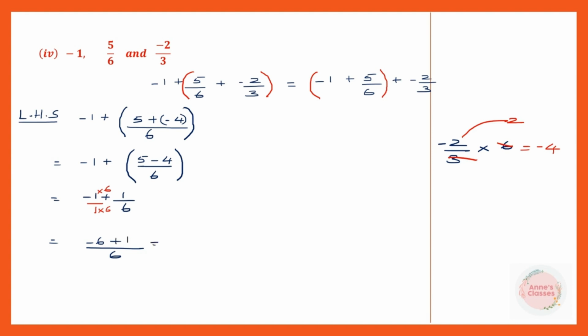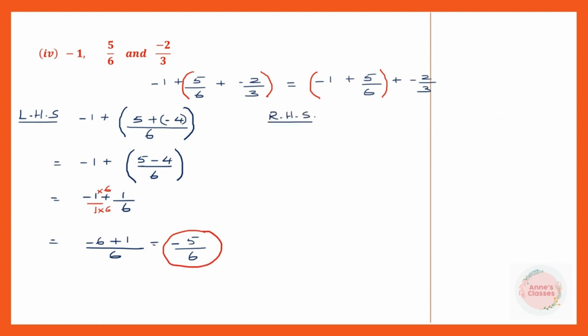So here minus 6 plus 1, signs are different. Put the sign of the bigger number and subtract. 6 minus 1 is 5 and the denominator is 6. So what do we have here? Minus 5 by 6 on the left hand side. This is the answer. Now let's look at the right hand side.